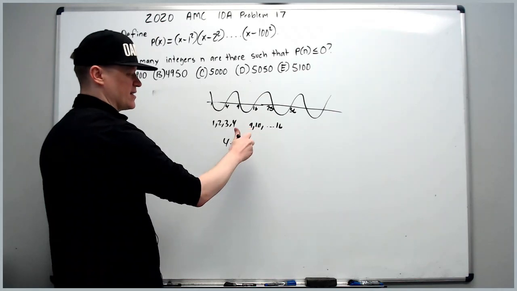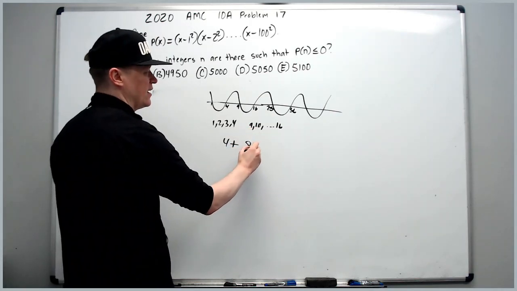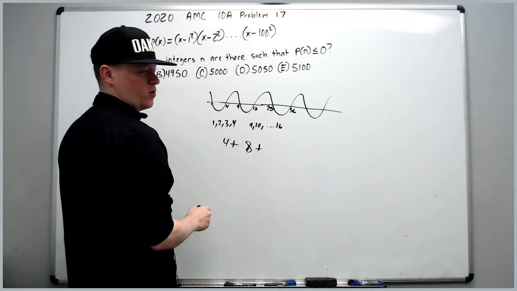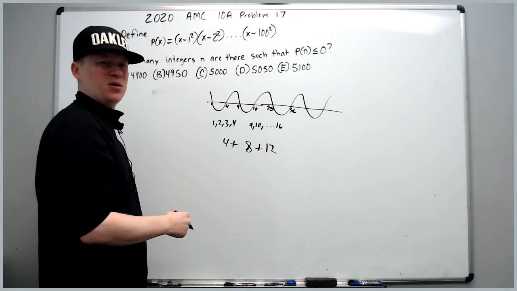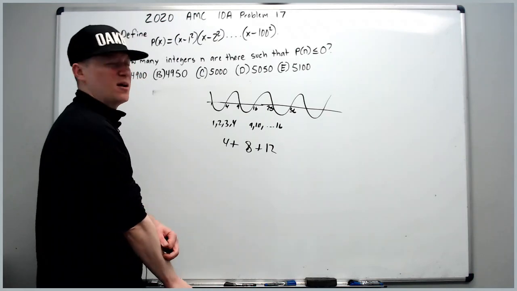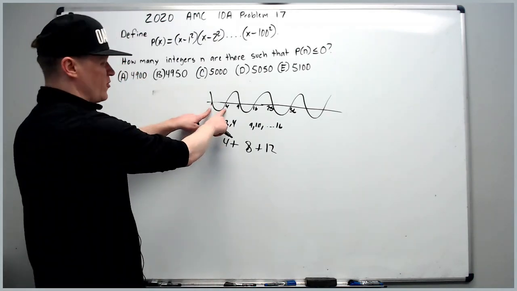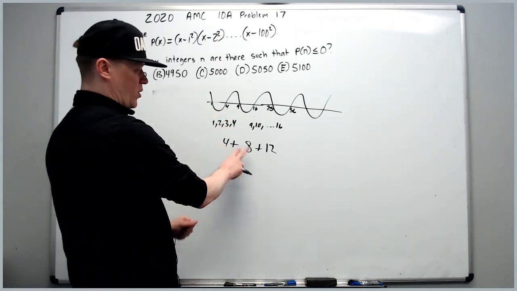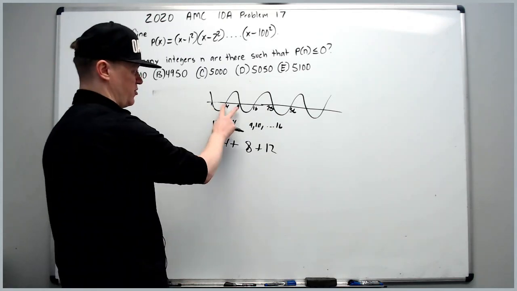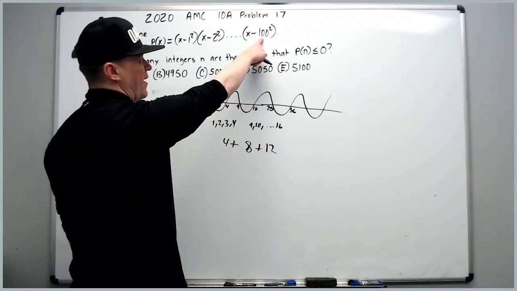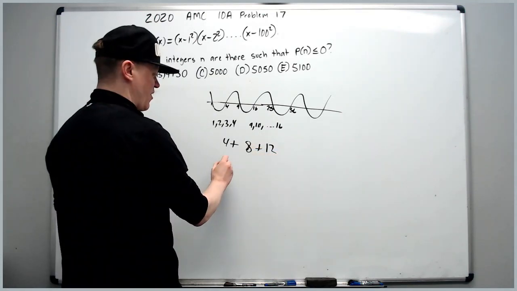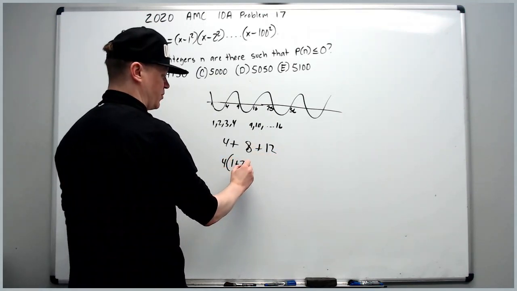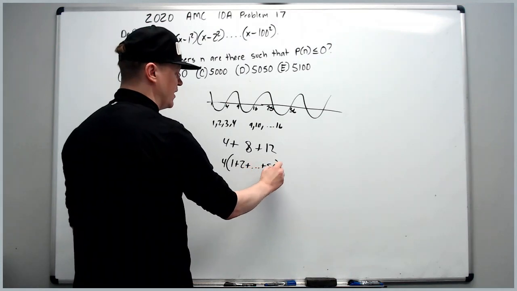16 minus 9 is 7, plus 1 is 8. Here, 36 minus 25 is 11, plus 1 is 12. It looks like we're just going to keep getting multiples of 4. How many are we going to get? Well, for every 2 perfect squares, we get one of these multiples of 4. There's 2 here, 2 here, 2 here, and we have 100 perfect squares, so we're going to get 50 groups of this. In other words, it's 4 times 1 plus 2 all the way to 50.